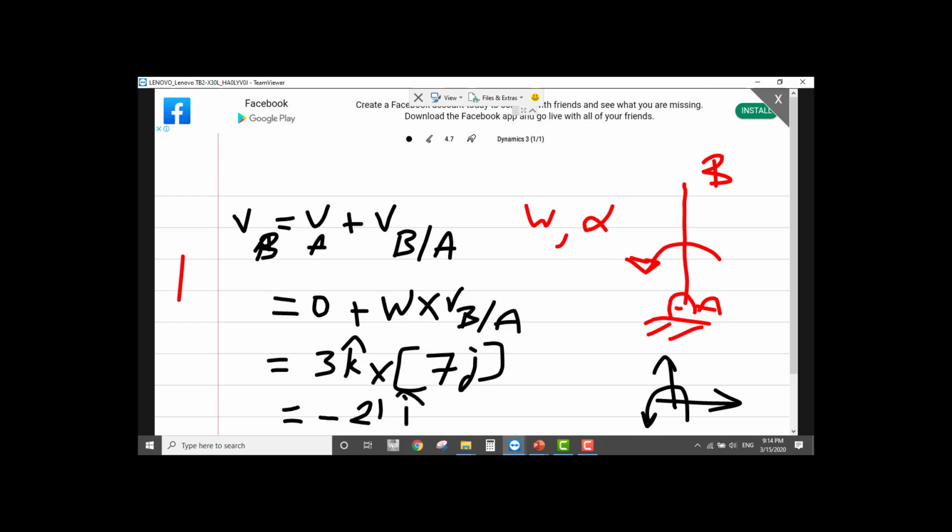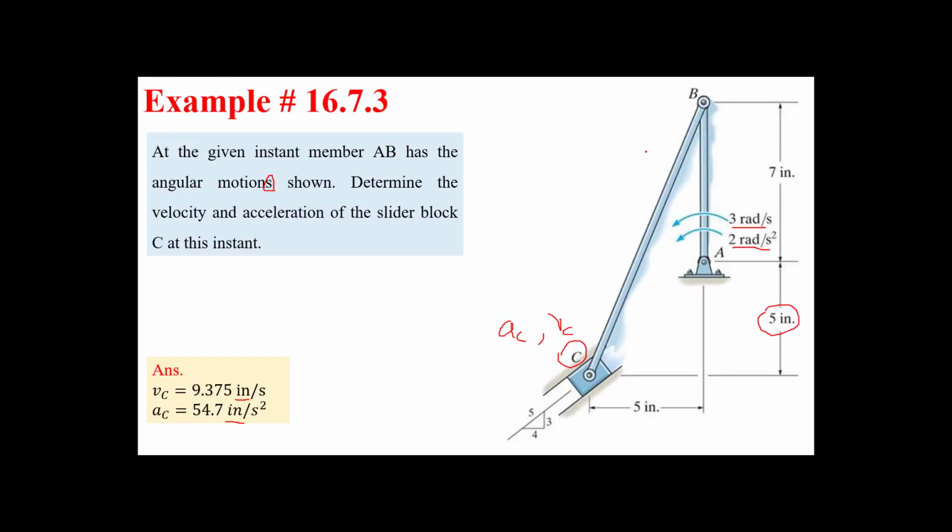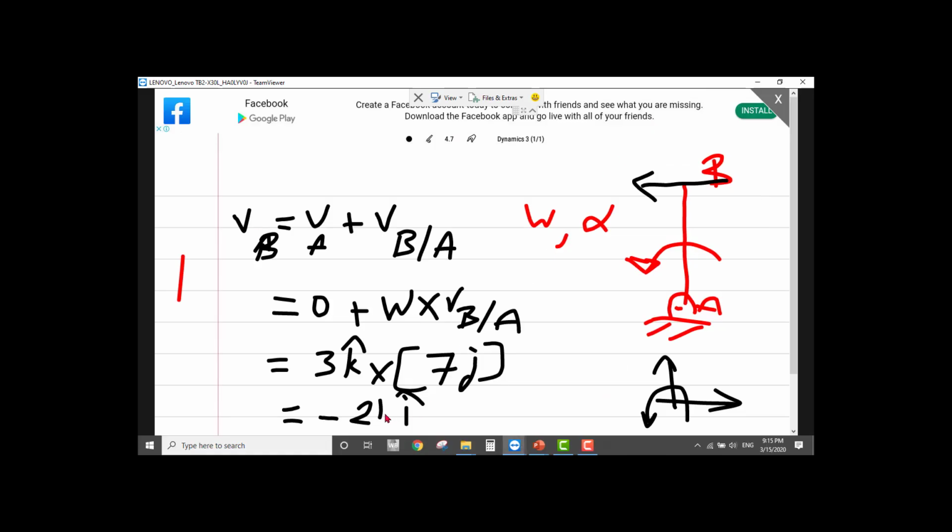And one can tell from the beginning that if A is fixed, and this link is vertical and rotates counterclockwise, then point B will have velocity in one direction. Let me go back to the PowerPoint presentation to show it to you. If this rotates counterclockwise and this is vertical, then VB will move in the negative i direction, and the answer was negative 21 in the i direction.